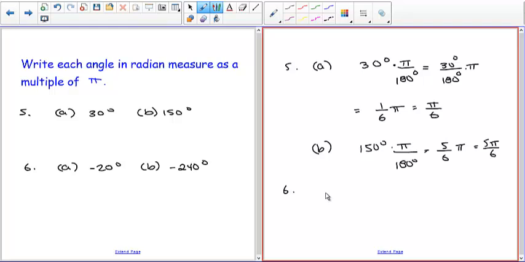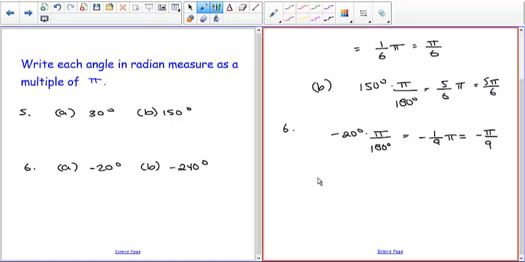Okay, next, -20 degrees times pi divided by 180 degrees. Here the common factor is 20, so you get 1/9. So you get -1/9 pi, or -pi/9. And that's A.